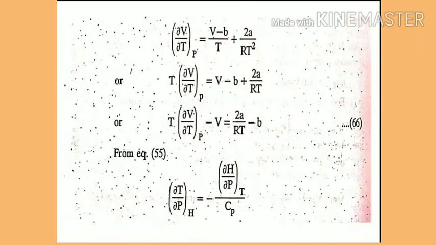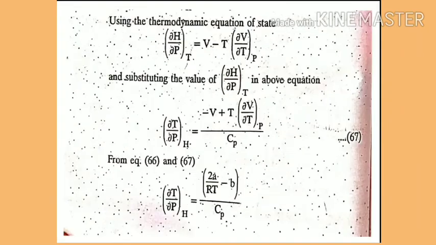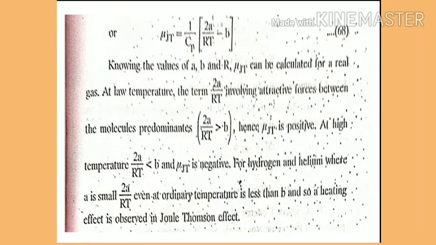What is equation 66? The value of this term is equal to 2a upon RT minus b. So by putting the value of 2a upon RT minus b divided by Cp, we get mu_JT is equal to 1 upon Cp bracket 2a upon RT minus b. If you know the values of a, b, that are the van der Waals constants, and R, that is the universal constant, mu_JT can be calculated for a real gas.